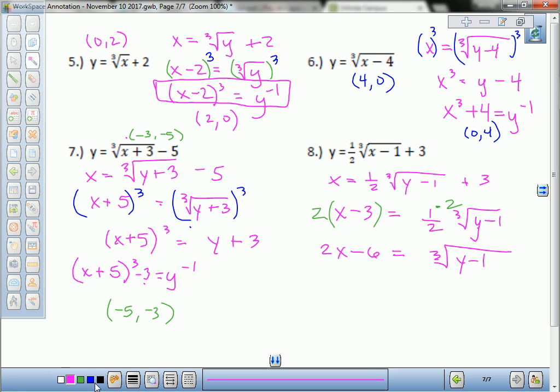Now we're undoing a cubed root. Cubing. Cubing. So this is cubed. Actually, I'm going to take this back to where it was just a second ago, and I'll explain why in just a minute. And then you move the 1 back over.